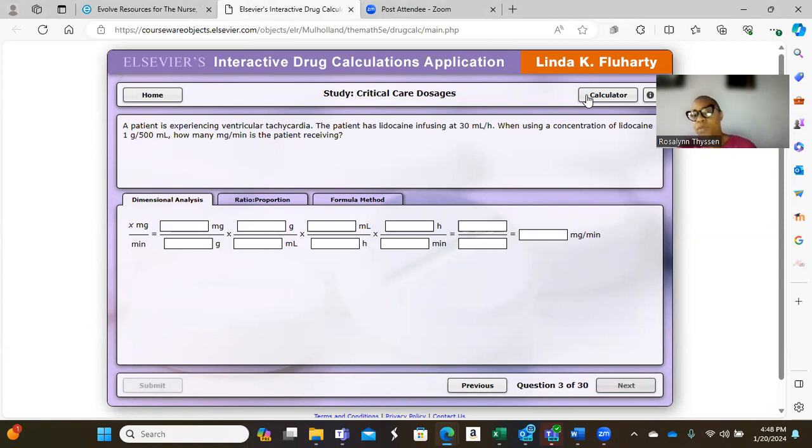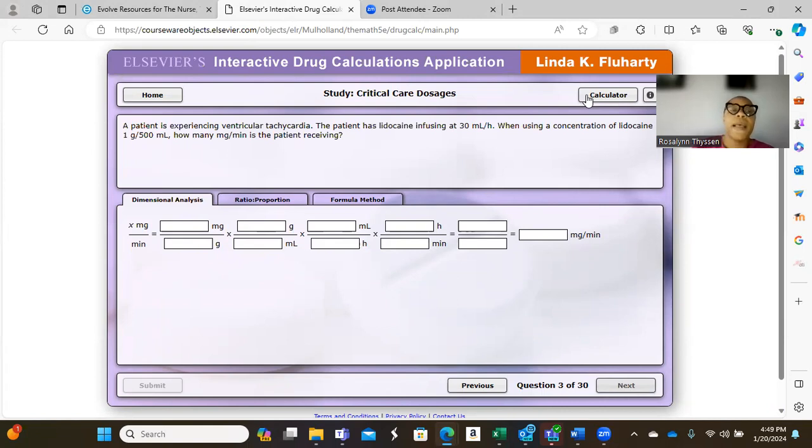Oh, this one. All right. The patient is experiencing VTAC. The patient has a lidocaine infusion at 30 mils per hour. When using a concentration of lidocaine, 1 gram in 500 mils, how many milligrams per minute is the patient receiving?